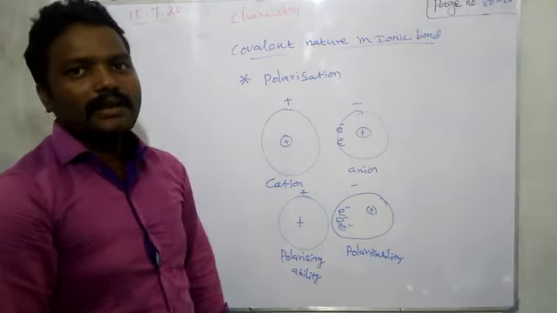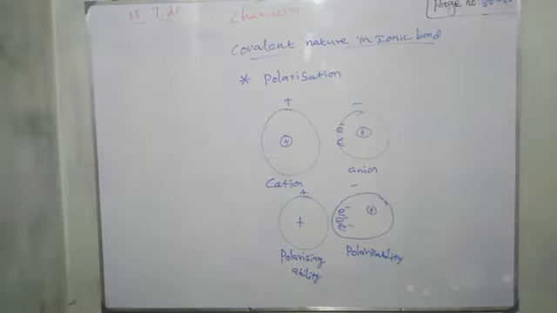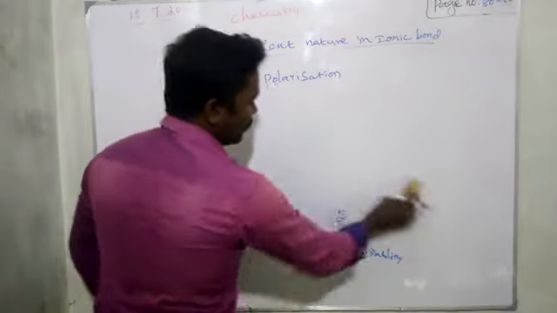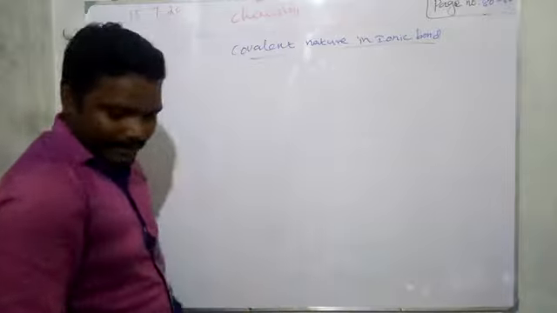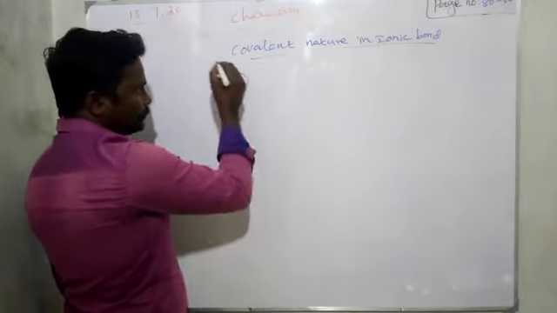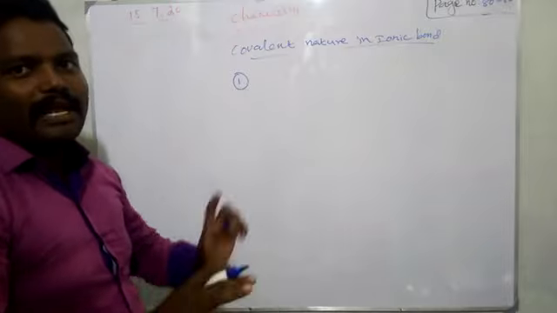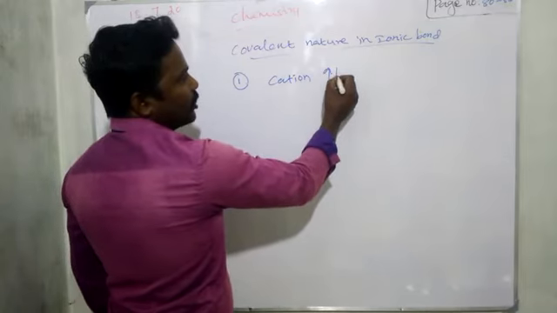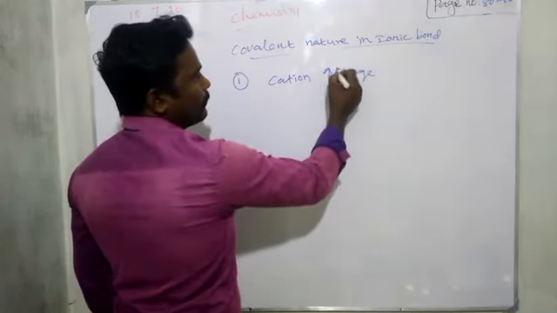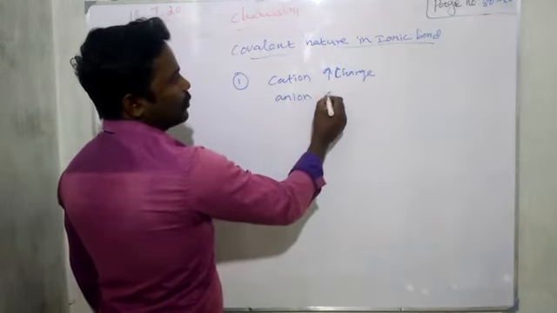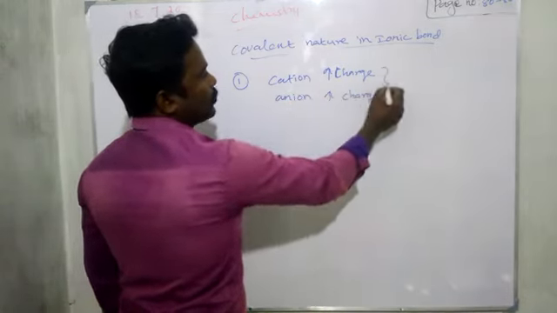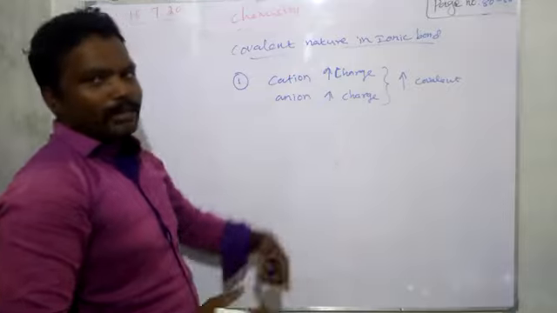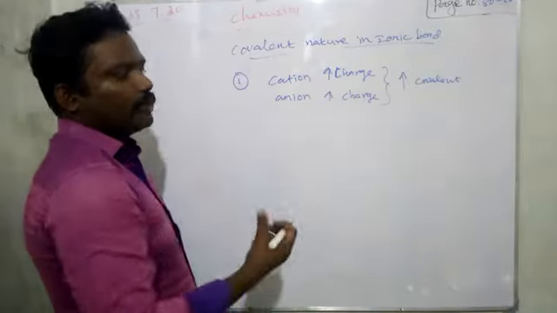The scientist's name is Fajans. Fajans gave many rules to learn the covalent character of ionic bonds. So in the ionic bond we have covalent character. What are the rules? First rule: the cation and anion should have high charge. The cation should have high charge, and the anion also high charge. Then it will have high covalent nature.